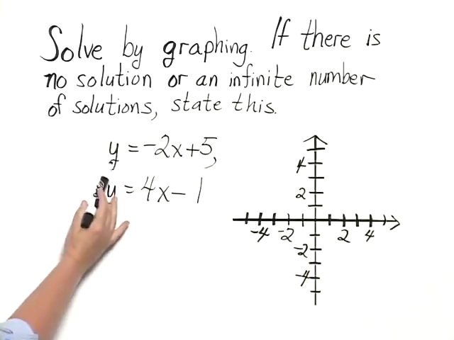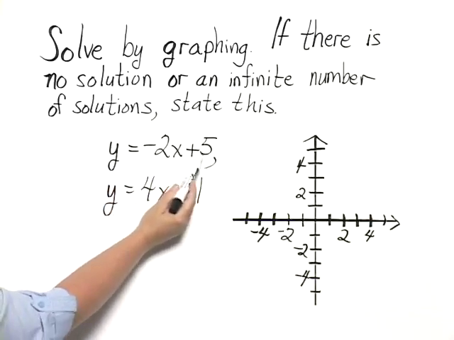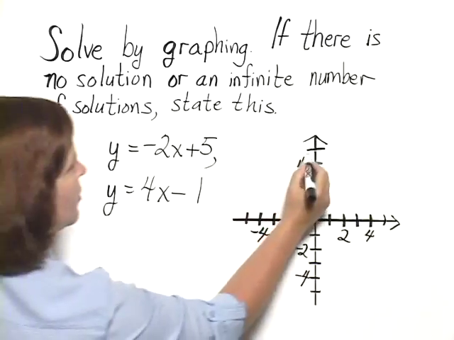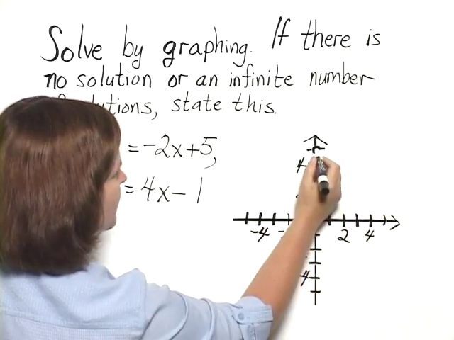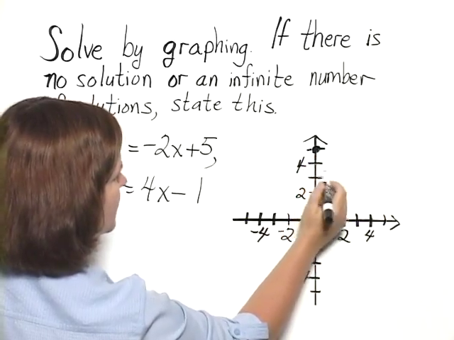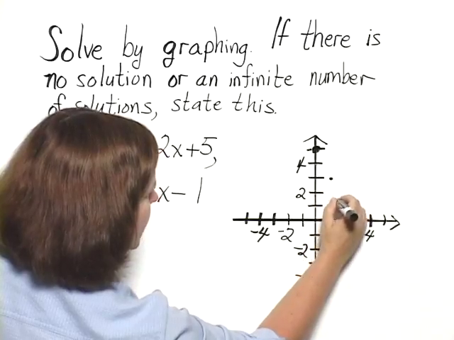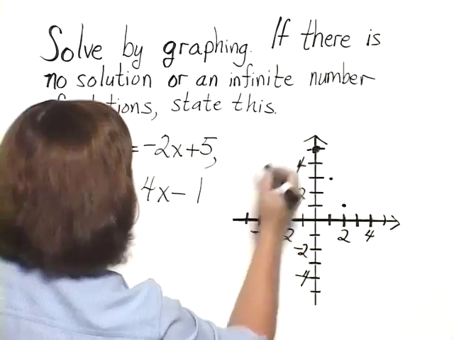In the first line, y equals negative 2x plus 5, we have a slope of negative 2 and a y-intercept of 5. So we graph the y-intercept, count off a slope of negative 2, it's down 2 and over 1, down 2 and over 1, and we graph that line.